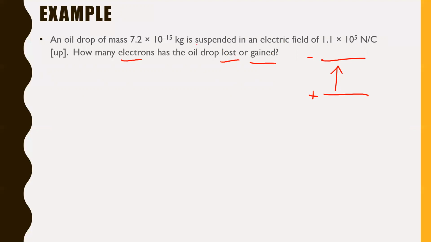Anyway, since it's suspended in that electric field, we can say Fg equals Fe, or in other words, mg equals E times Q. Then, getting Q all by itself, Q is equal to mg over E. Now we know what the mass is, it gave it to us in the question itself. We know what gravity is, it's just 9.81. And we know the electric field strength because the question also gave that to us.